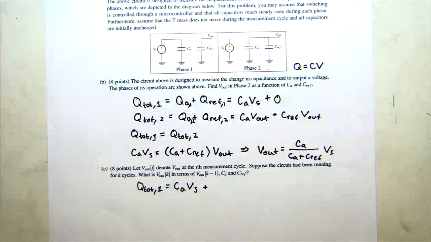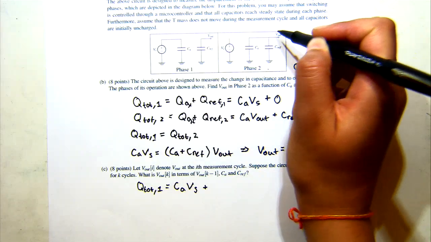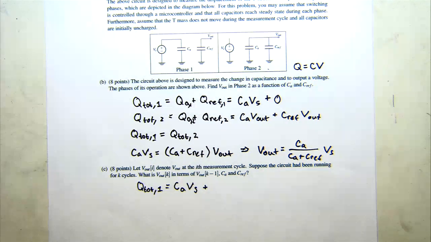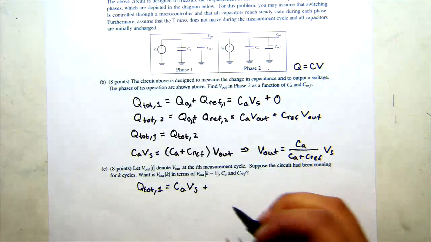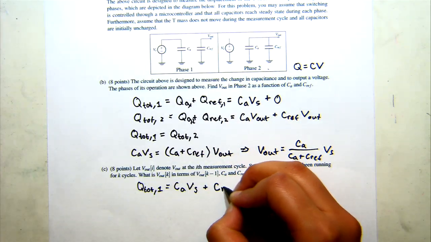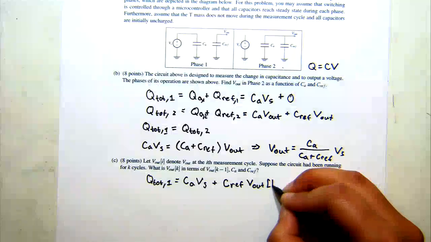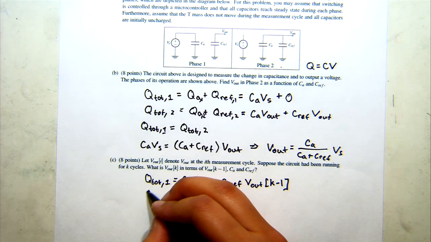Because what happens is in the previous cycle, you're going to have some V out left over from phase 2, this V out K here, that when the switches, one is closed and one is open, you're going to still have. And so you're going to still have this across C ref, you're going to have this voltage of V out from the previous measurement cycle, so it's K minus 1. Does that make sense to everyone? Yeah? Okay.